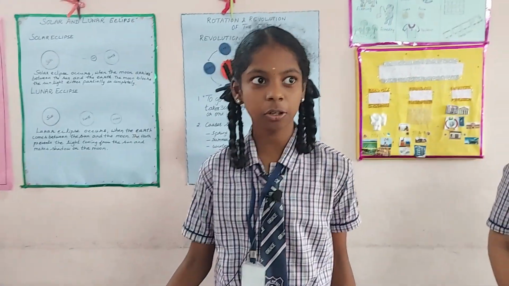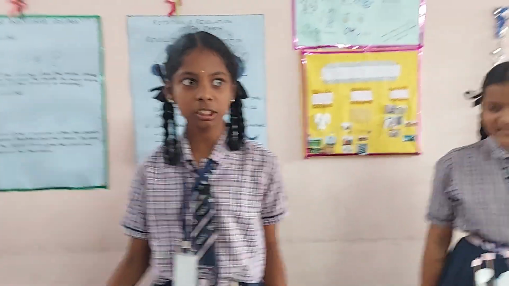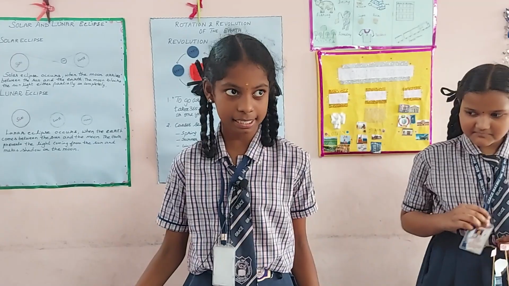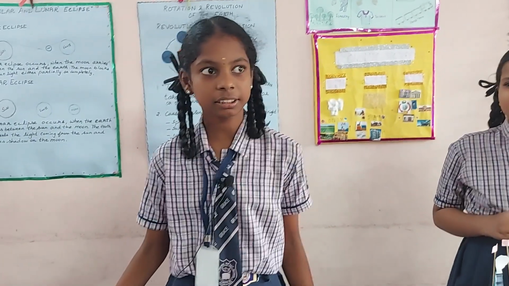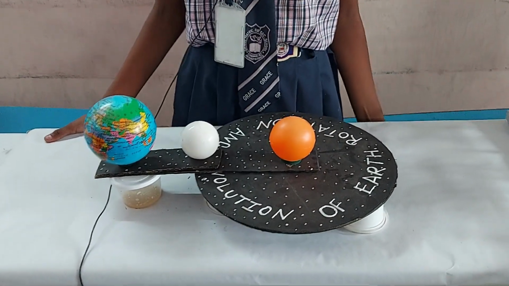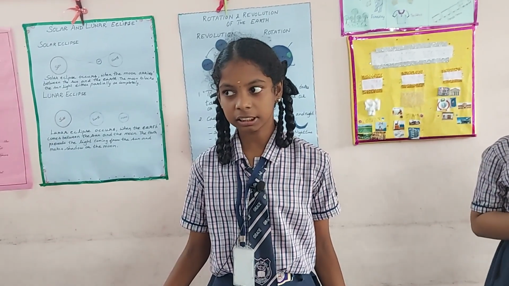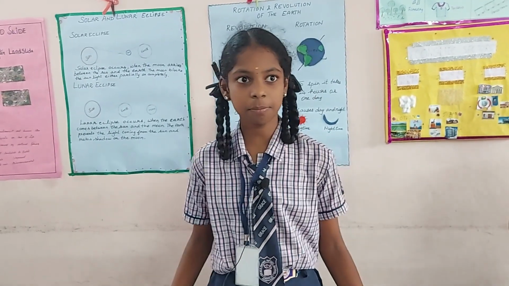I am going to talk about rotation and revolution. Rotation refers to the movement of the earth around its own axis, approximately every 24 hours. Revolution refers to the movement of the earth around the sun, which takes about 365.25 days.